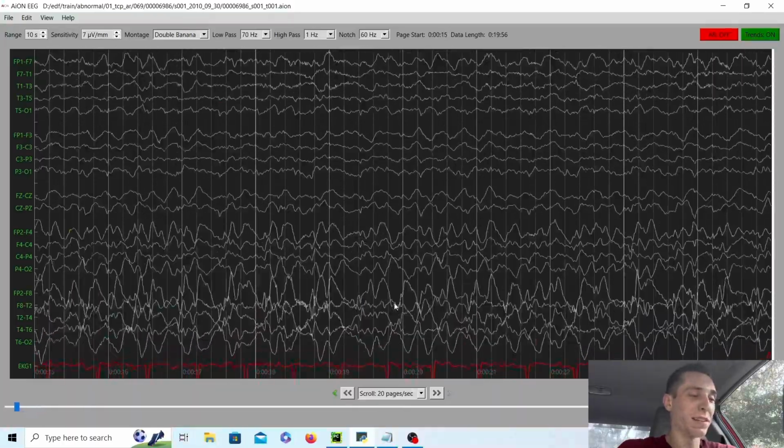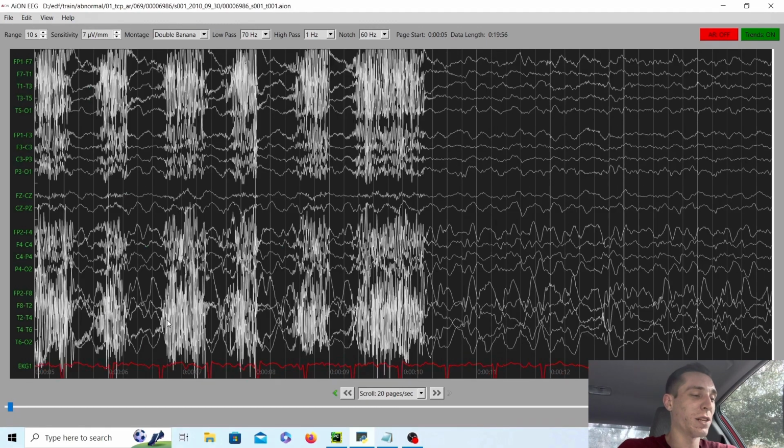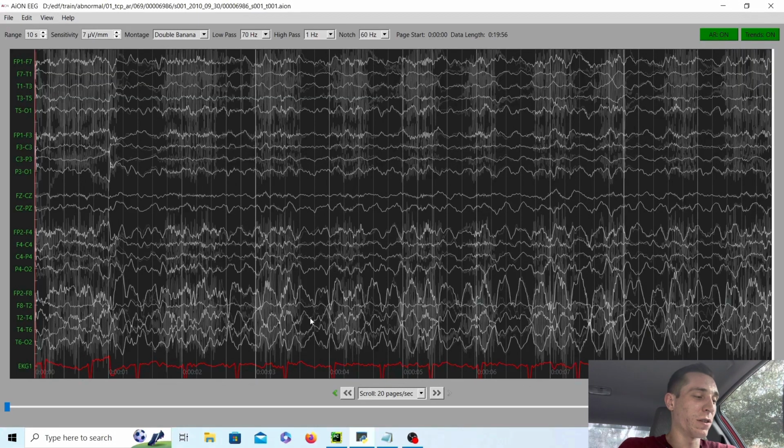Luckily the patient didn't continue chewing the whole time, and we were able to confirm after the chewing that yes, this is in fact a right temporal seizure. And we were even able to see it underneath the chewing artifact as well with our artifact reduction.